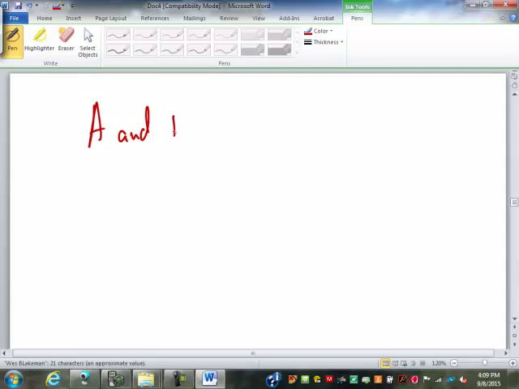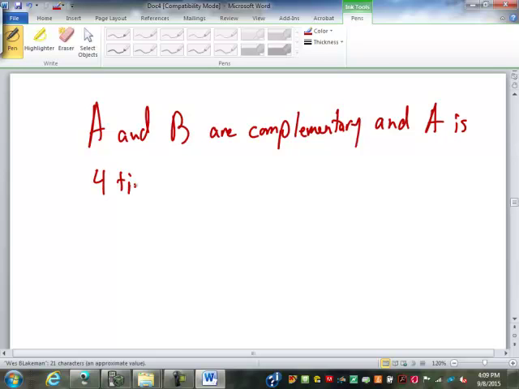So if I tell you that angles A and B are complementary, and A is 4 times the size of B. Find each angle.